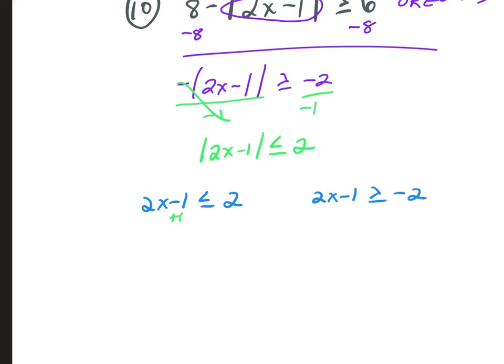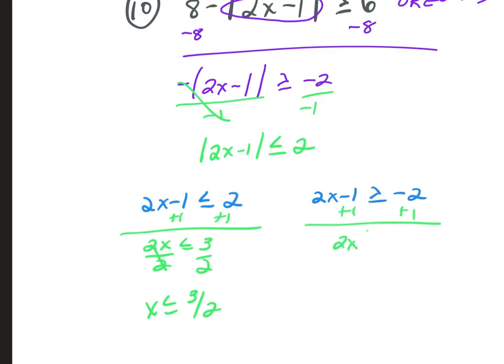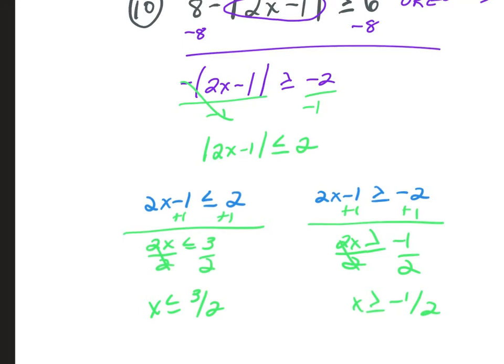Go through the solving. Add 1 to both sides. You get 2x is less than or equal to 3. Divide by 2. X is less than or equal to 3 over 2. Add 1 to both sides. 2x is greater than or equal to negative 1. Divide by 2. X is greater than or equal to negative 1/2. Now, at the very beginning, we told ourselves that this was an OR problem. In an OR problem, you color opposite directions.